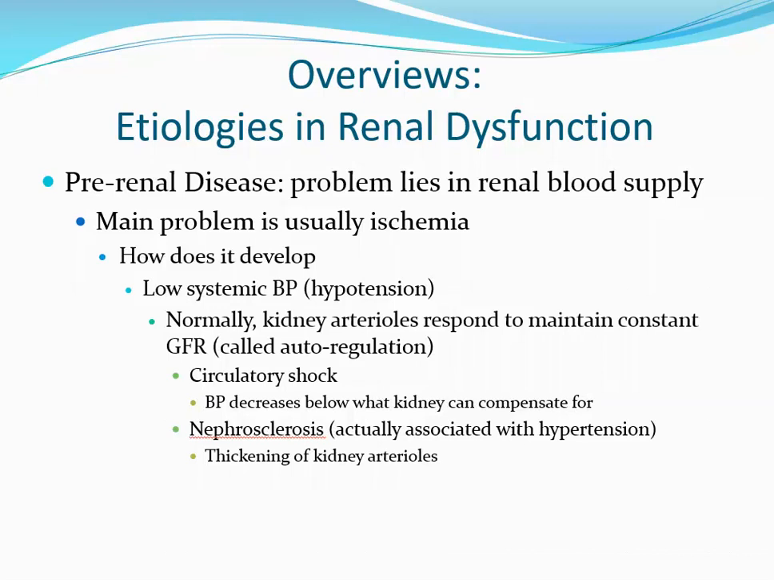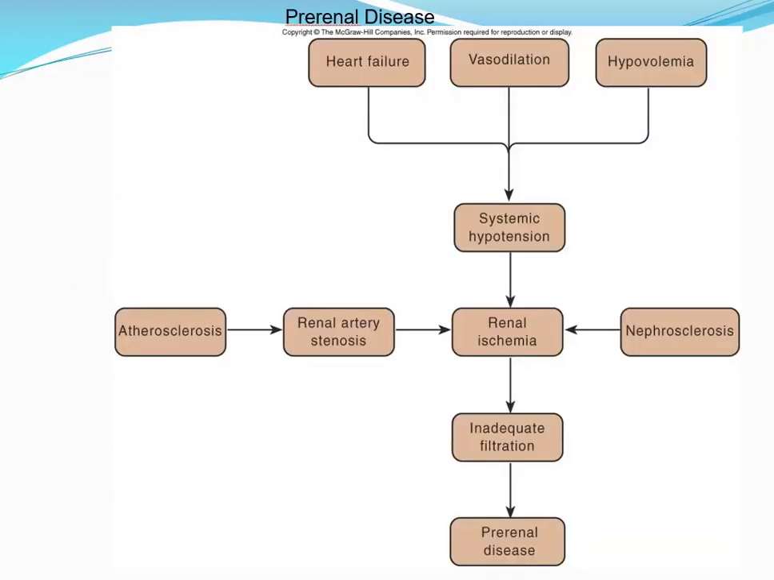Another condition, nephrosclerosis, this is actually associated with hypertension. This represents a thickening of the kidney arterioles, which will also result in less blood delivery to the kidneys. This is the flow chart showing the various causes of renal ischemia. It could be hypotension, it could be atherosclerosis resulting in stenosis, or nephrosclerosis, which is high blood pressure.